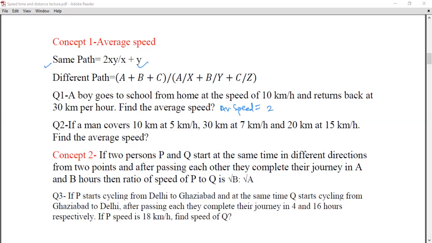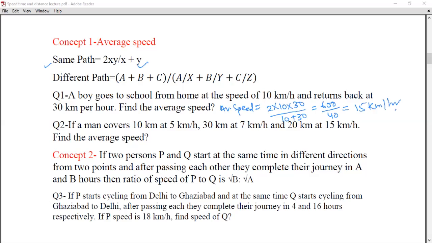So 2 into 10 into 30 over 10 plus 30. So this becomes 600 over 40. So that is nothing but 15. So the average speed becomes 15 km per hour.